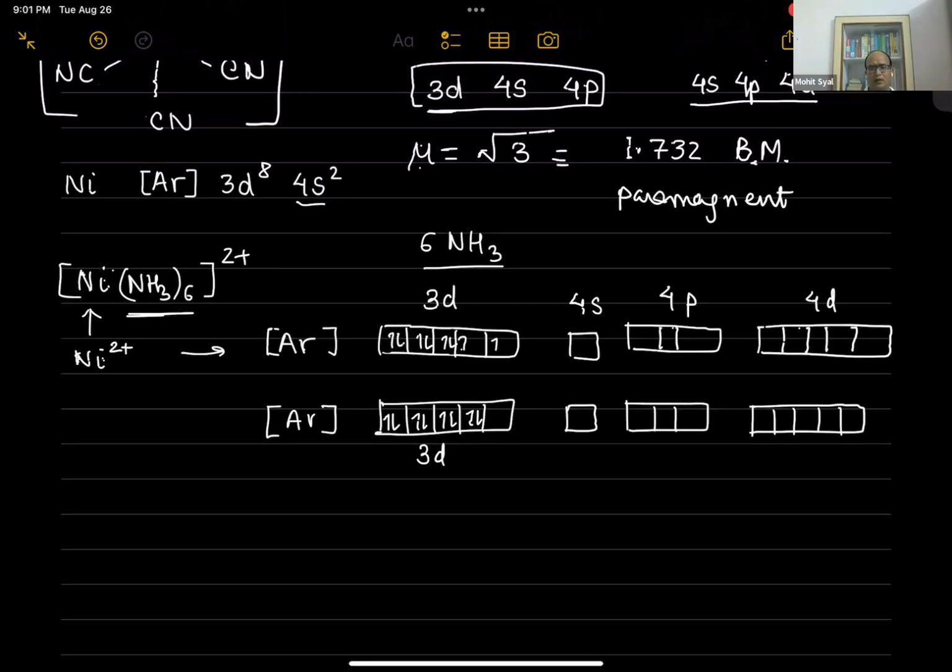Can you see it? How many ligands are there? 6. But is it going to be useful for the bonding? There's one empty d orbital from the 3d. Can we use it? And if we use it, should we use it first of all? How many empty d orbitals do we need? We need 6 of them to connect 6 NH3.